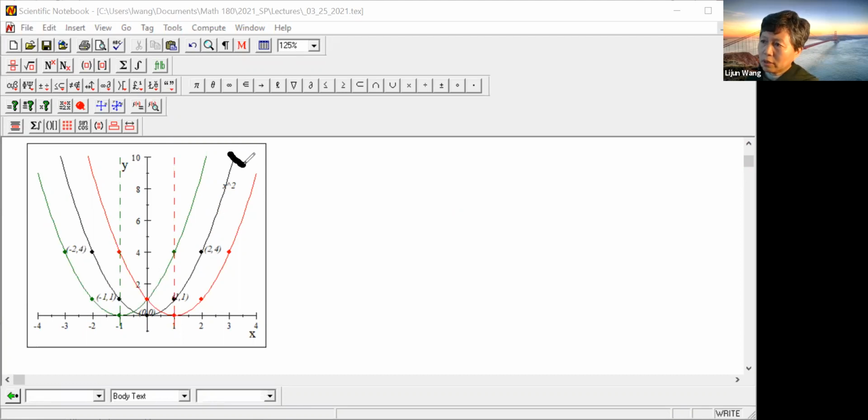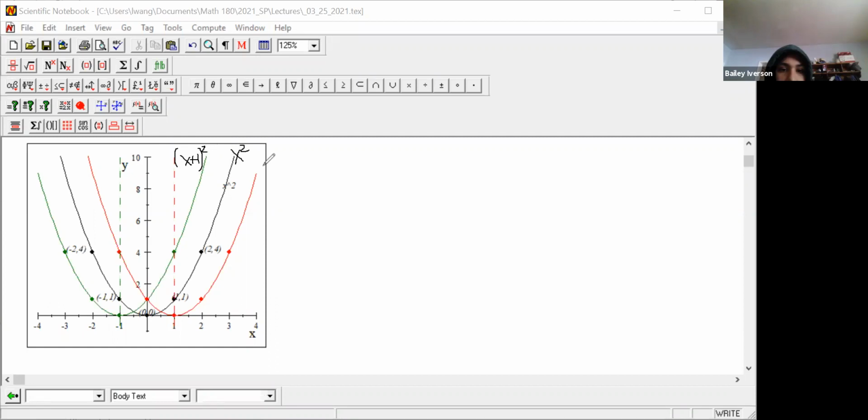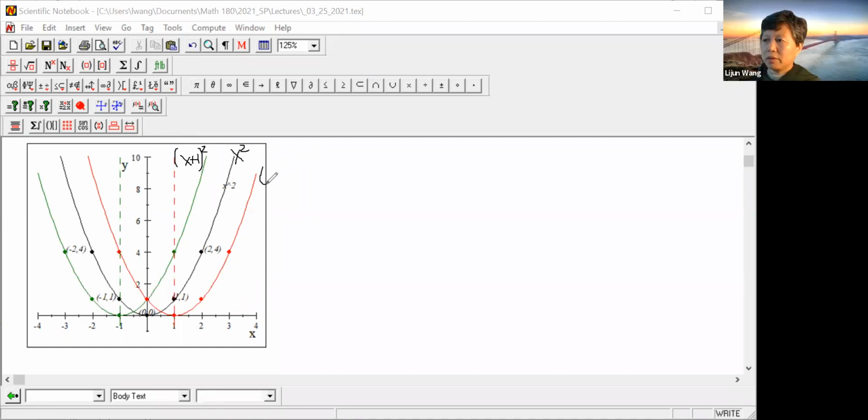This is still x squared. This is x squared. What is the green? X squared plus 1. There's a square, right? How about this one? X minus 1 squared. Very good.